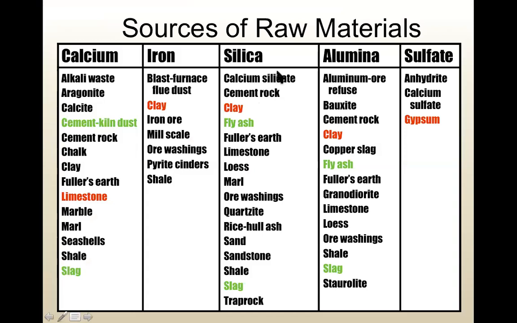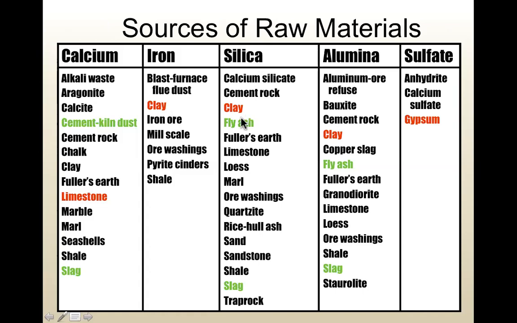Right. The sources of cement components: for calcium, we can get it from natural resources such as limestone, or from industry byproducts such as cement kiln dust. This is waste material, all coming from slag. Slag is a byproduct of the steel producing process. For iron, we can get it from clay or iron ore or some other sources.